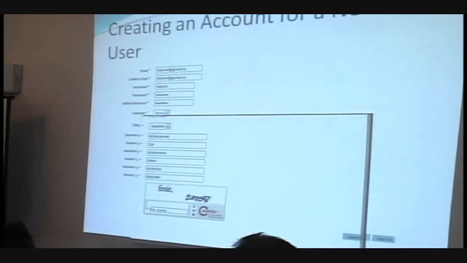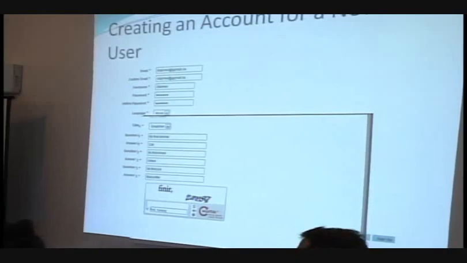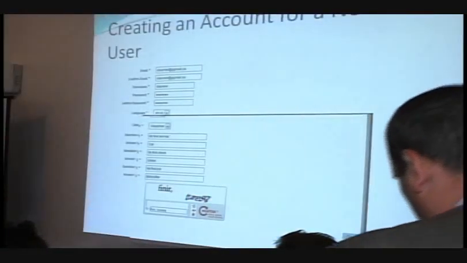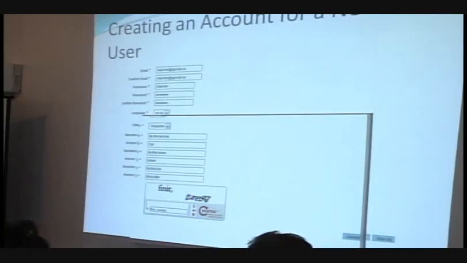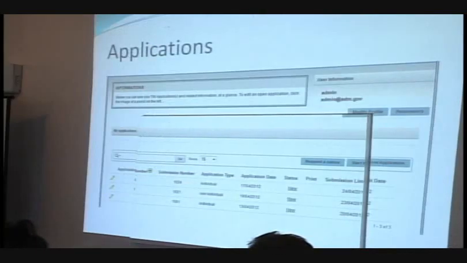Once you've created your account, it will bring you to the first page, which is to enter personal information in order to create your account. So this is once you want to sign up for a new account. You enter your email, your username, your password. There are some security questions in case you forget your password. And once you've done that and you've logged in, you can get to the application page.